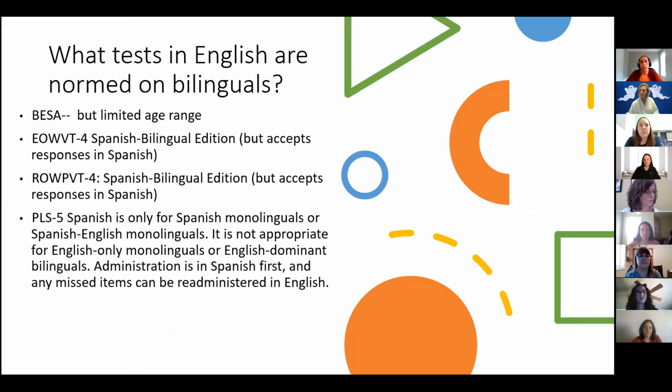So we have the BESA, which I do really like, but it does have a limited age range. You can give the expressive and receptive one word, although the accepted response is in Spanish, so you wouldn't really get a separate English score. And then, interestingly, the PLS 5 Spanish is really only for Spanish monolinguals or Spanish-English bilinguals, because it's actually not appropriate for English-dominant bilinguals, because the way you have to administer it is first in Spanish, and then only the missed items are re-administered in English. So it's not a good way to judge a child's English skills. Okay, so I would say the best is the BESA.